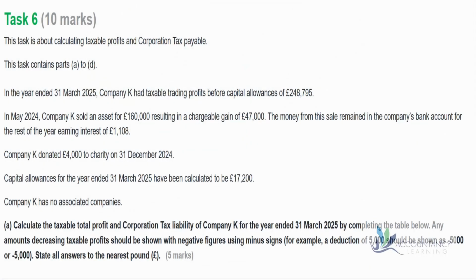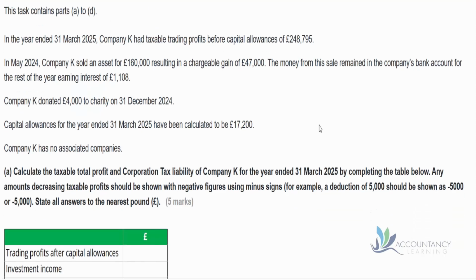This is task 6 from the first sample assessment for business tax. Task 6 is about calculating taxable profits and corporation tax payable. We've got a number of parts to this task. Let's have a look at the requirement for part A first.